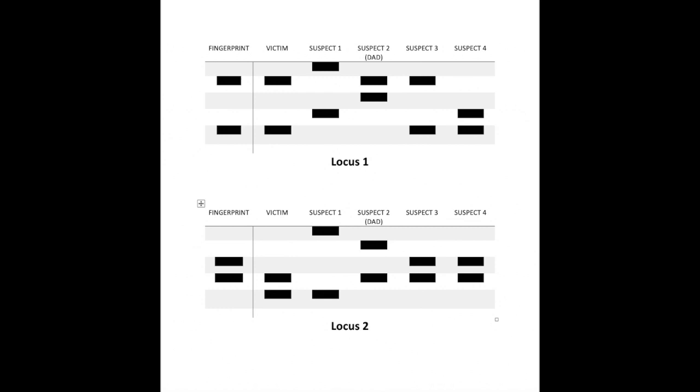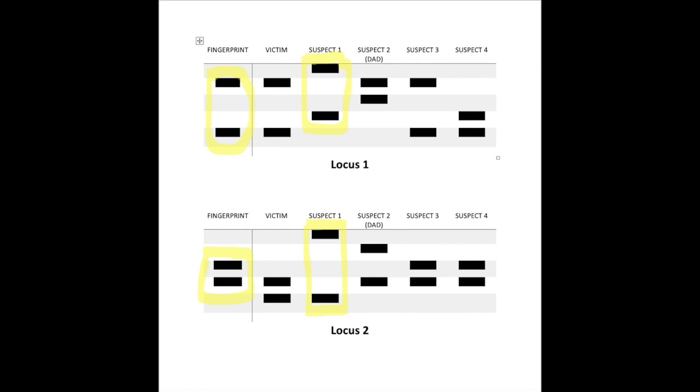Right away, we can eliminate suspect 1, because the bands displayed don't exactly match either of the fingerprint DNA from both loci 1 and 2 found at the crime scene. Suspect 4 can also be eliminated because while its bands match exactly the DNA found at the crime scene at locus 2, it does not match at locus 1.